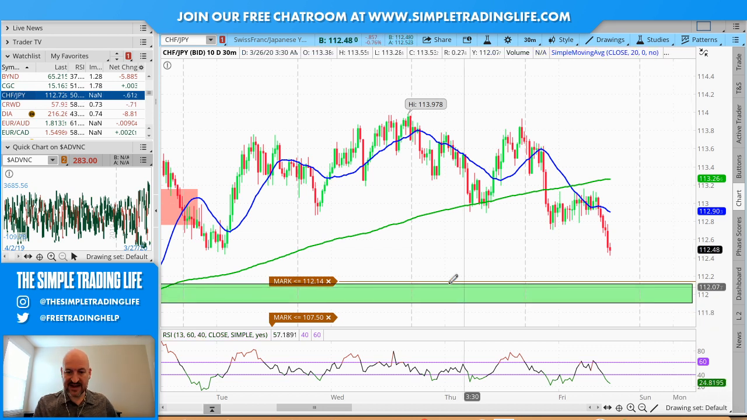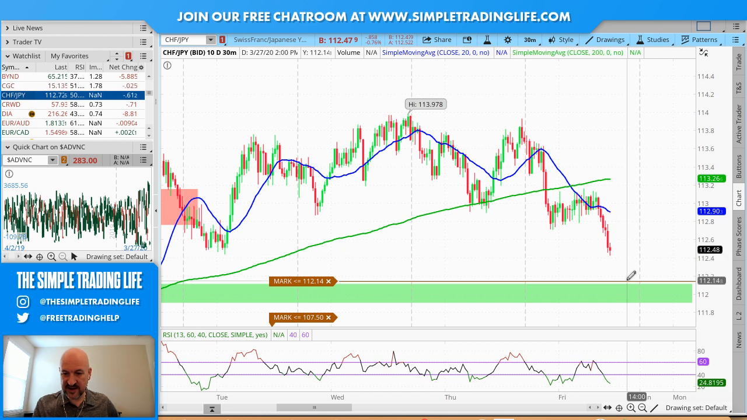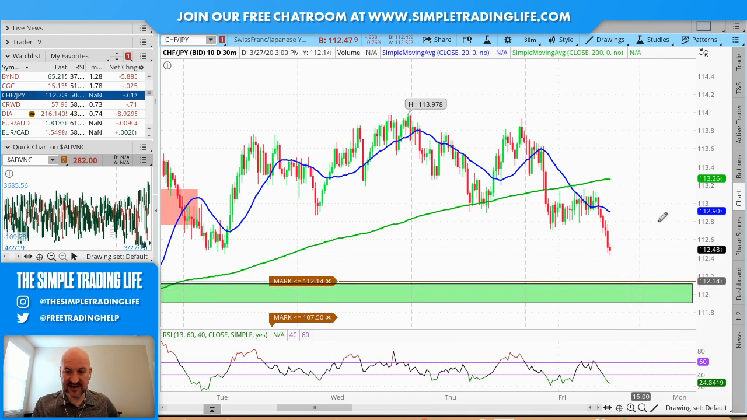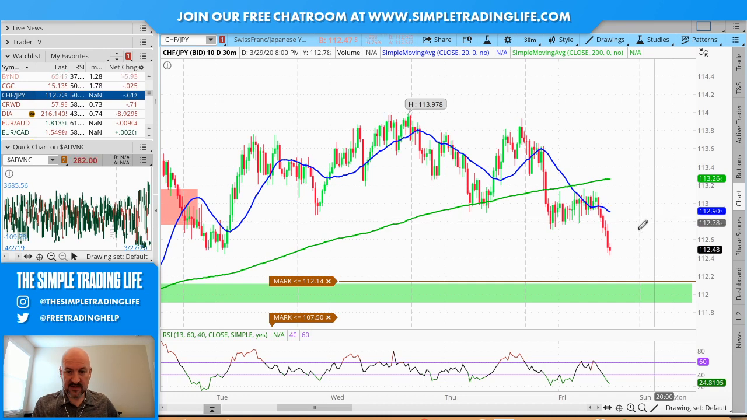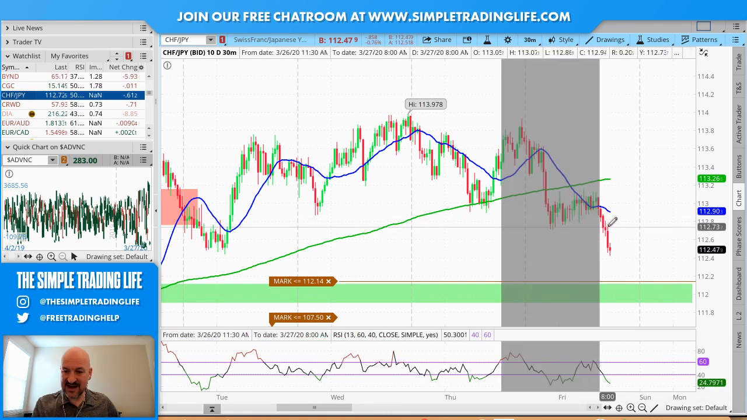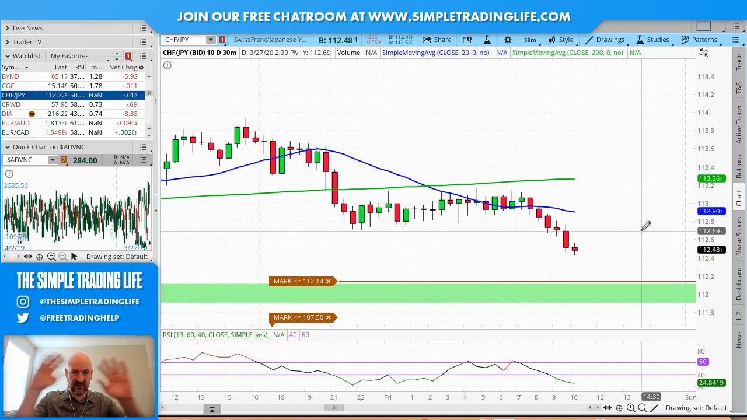But I do have the alert set. If it gets all the way down there, that'll let me know at that time to look and see, does it make sense to go long? That's why I have these alerts set all over, on equities, on futures, on Forex. I have zones drawn, I have alerts set, and that helps me to take only the highest probability trades.